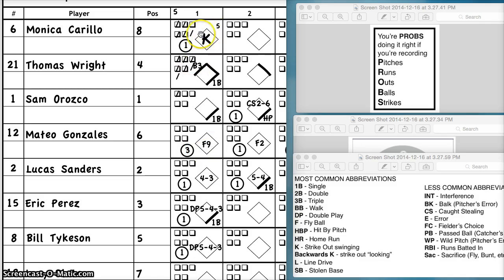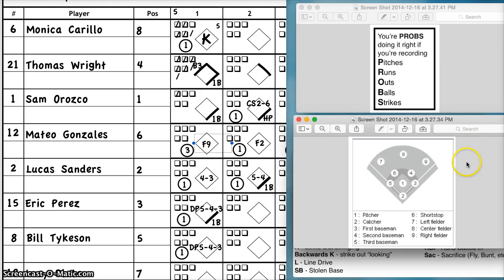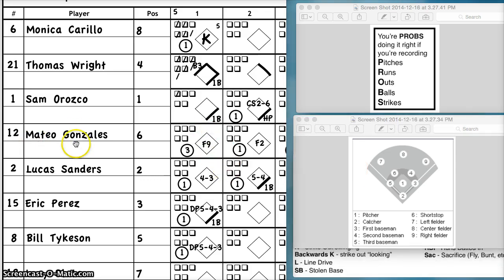So that's how you would note strikeout, with a K, or a backwards K if it was a strikeout looking. Noting a fly ball is, if we look over here, an F. So this would be a fly ball to position number 9. And if we go back to our position abbreviations, right field is number 9. So I could look at this and see, all right, Mateo, he flew out to right field and was the third out of the inning. That was the end of the inning.